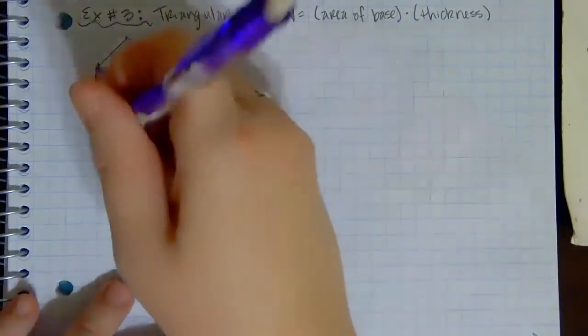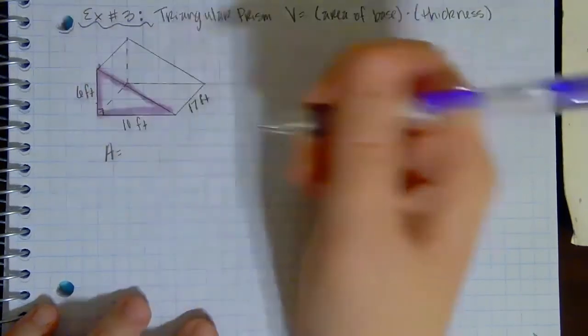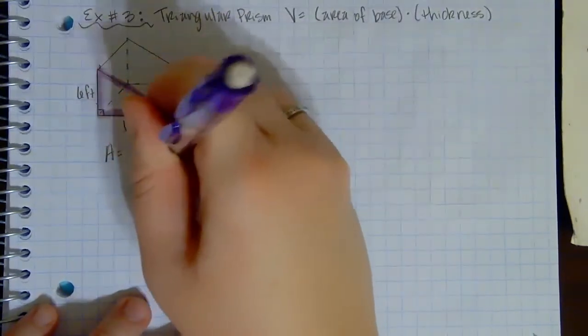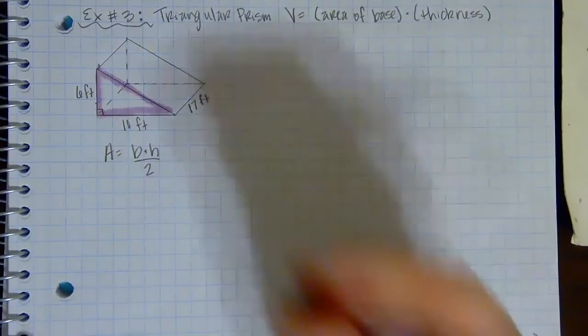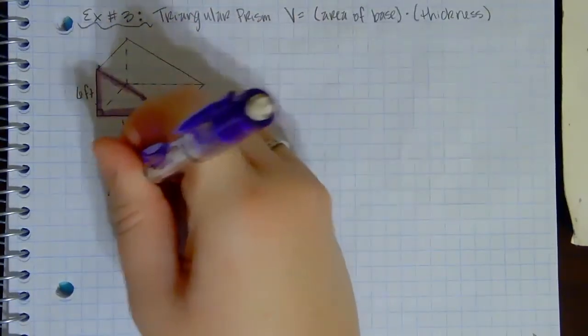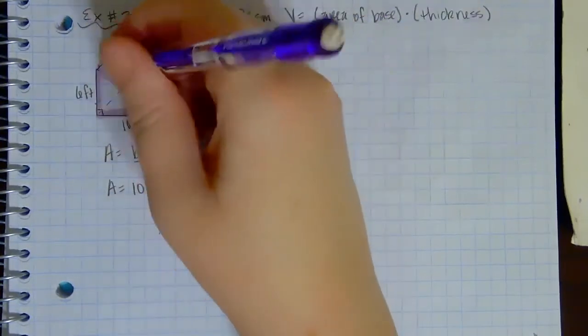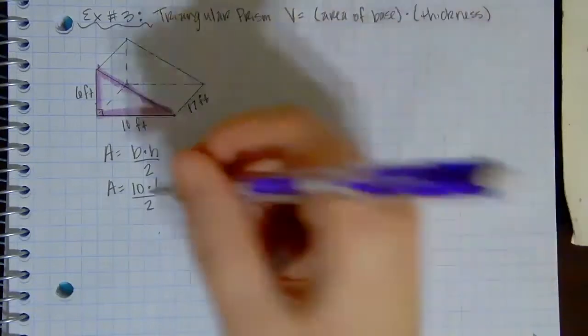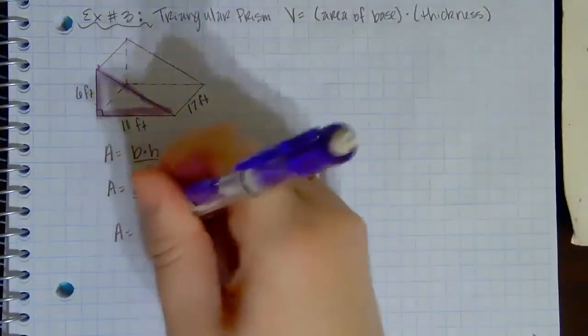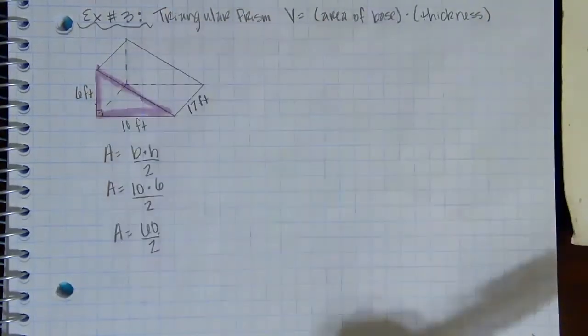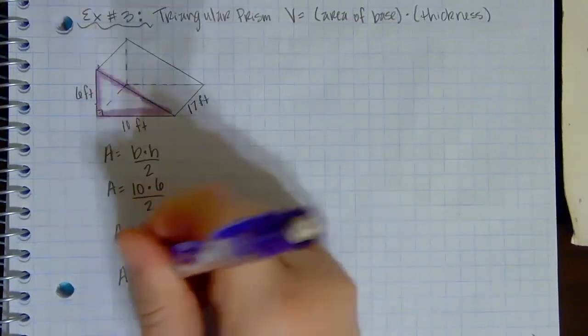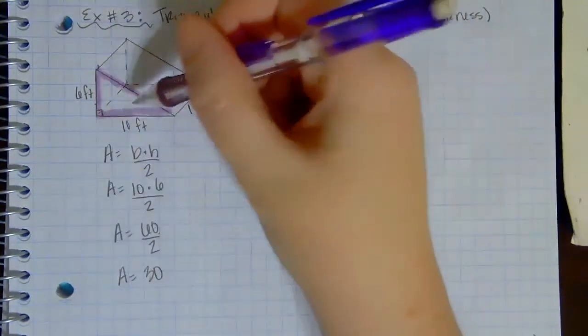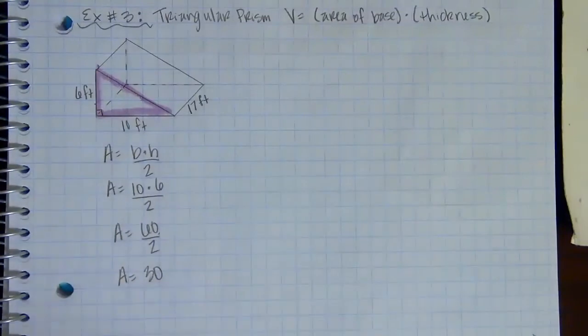Okay, so I'm going to find my area of my base. Remember, the area of a triangle is base times height divided by 2. Okay, so base would be 10 times height would be 6 divided by 2. So 10 times 6 is 60 divided by 2. And 60 divided by 2 is 30. So the area of this base right here is 30.